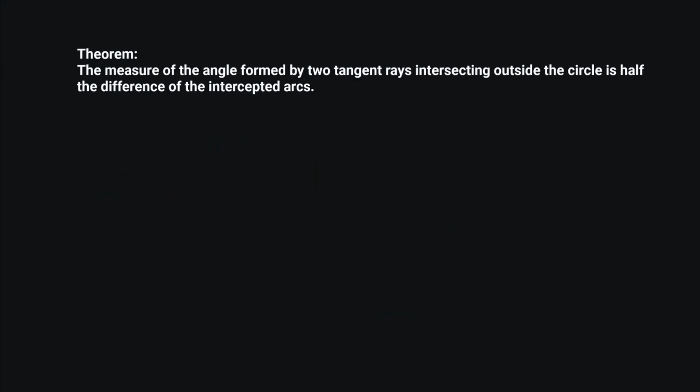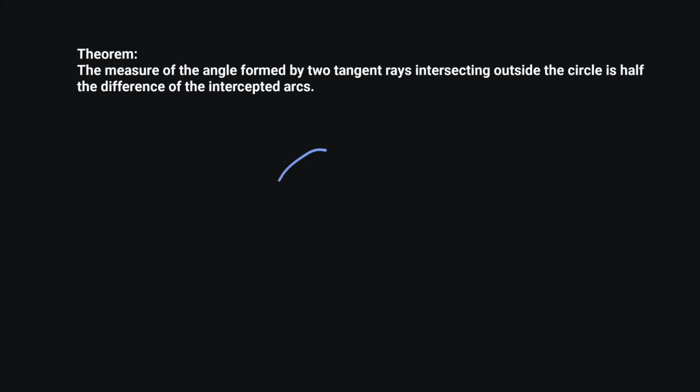I think that wasn't the last theorem. The last theorem is this one. It says the measurement of the angle formed by two tangent rays intersecting outside the circle is half the difference of the intersected arcs. So it's basically the same idea.